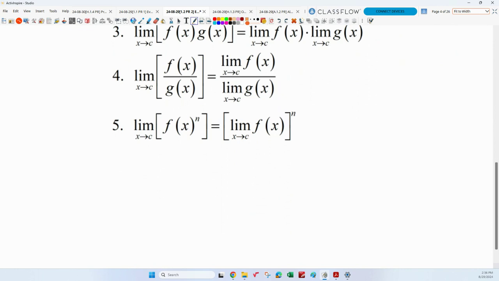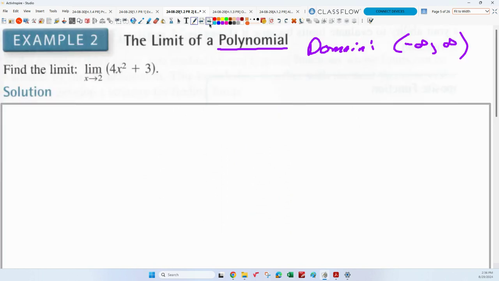Okay, give me thumbs on that. Does that make sense? You get lots of practice with this, but those are nice properties that make it easier for me to evaluate some limits analytically.